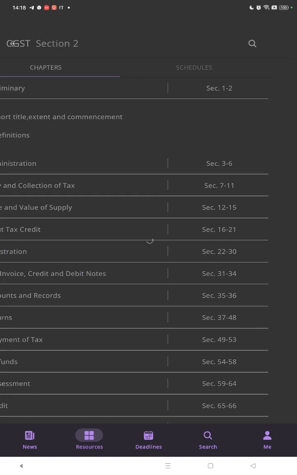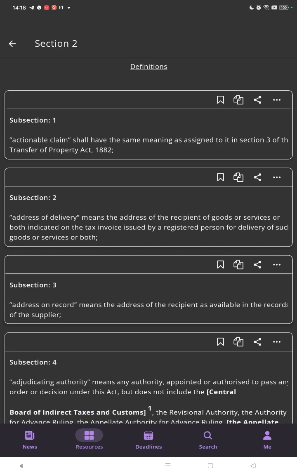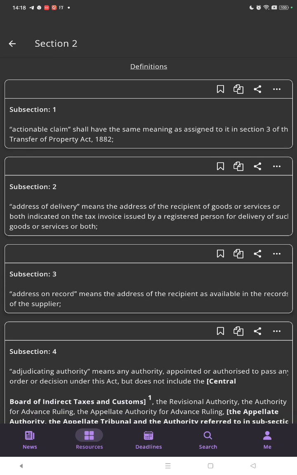Next is definitions. We have to understand the definition of each and everything in detail so that we will not interpret the meaning of anything otherwise. Subsection 1, actionable claim. Actionable claim shall have the same meaning as assigned to it in section 3 of the Transfer of Property Act, 1882.